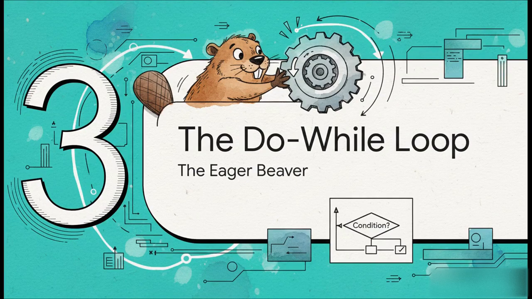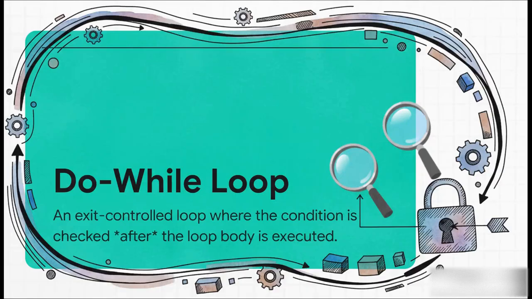All right, on to our final loop, the do while. It's a really subtle variation of the while loop, but it has one tiny difference in its behavior that changes everything. So, unlike the while loop which checks at the door, the do while loop is what we call exit controlled. It runs the code first and then it checks the condition at the very end to see if it should go again. This simple change in order creates a really powerful guarantee.